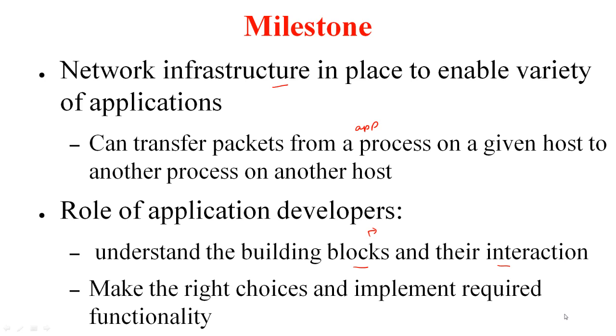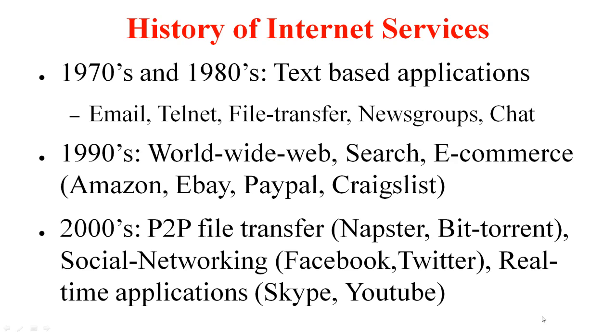At the very minimum, you need to understand what UDP entails, what TCP entails, and make the right choice and implement the required functionality to enable the application service. A bit of a history first. Notice that I'm using the word internet services here. Not all internet services translate into application layer protocols. Some services are put together by what application protocols already exist.